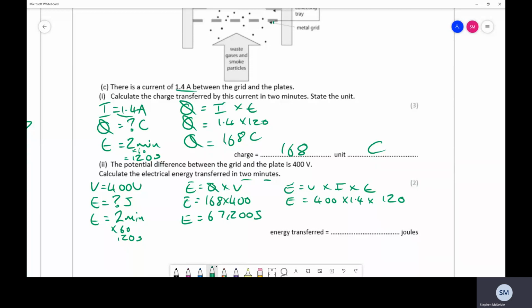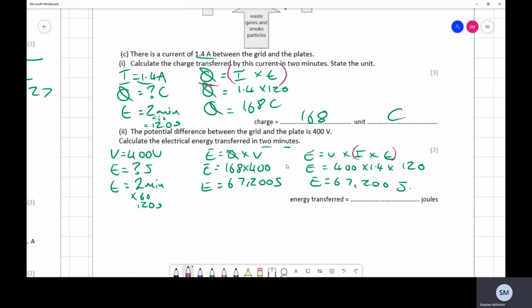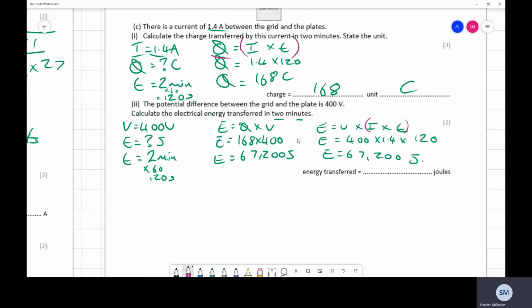400 times 1.4 times 120 gives me 67,200 joules as well. So both equations find the same thing. It's not surprising really if you think about it, because Q is just I times T. And if I have I times T here, that's the same as Q. But still, it's nice. Not simultaneous equations, actually, that's something different.